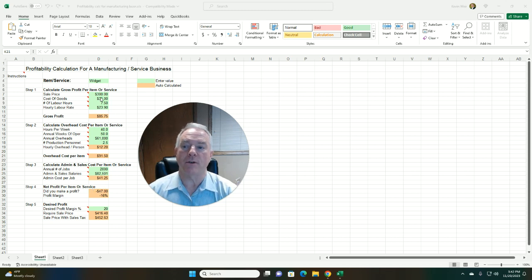So in this particular example here, the sales price is $300, but that's making a negative $47 profit, for a negative 16% profit margin. So here we add in what the desired profit margin is. In this case, it would be 20%. We know now that the required sales price is $416 and sales price with tax is $452.